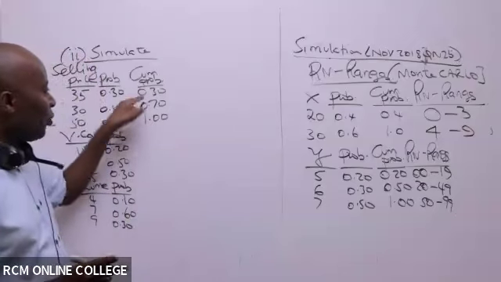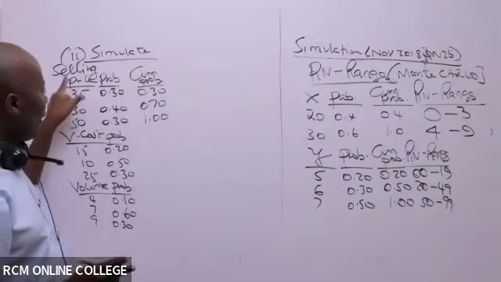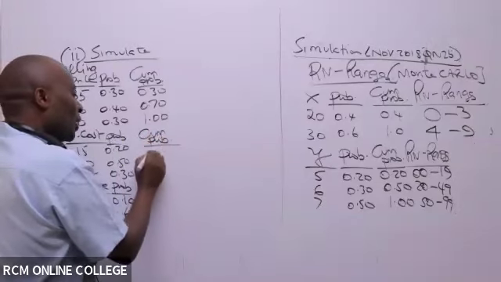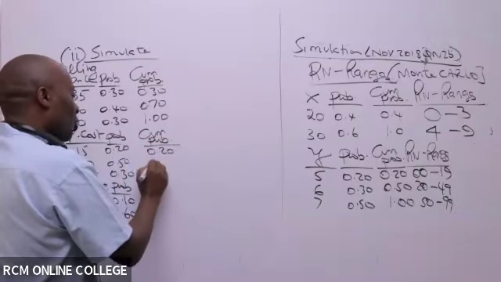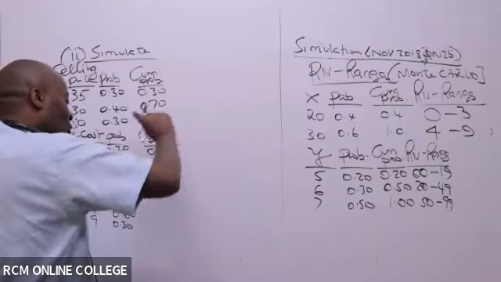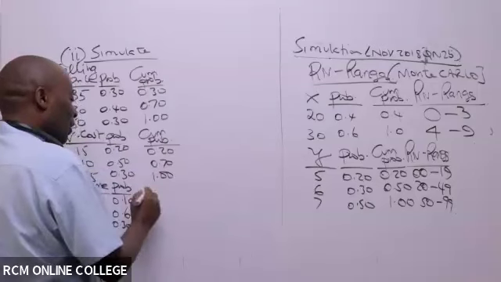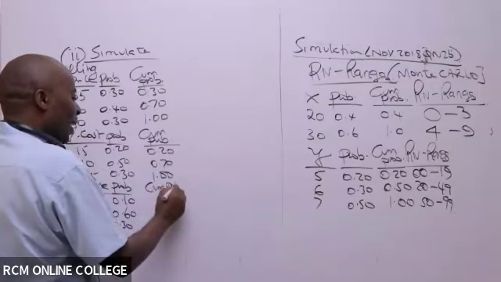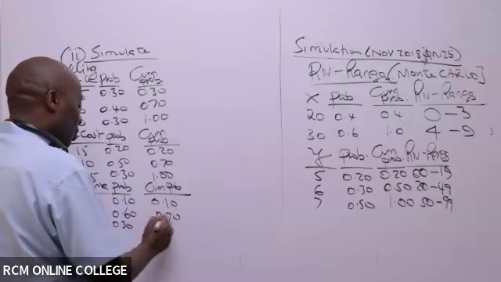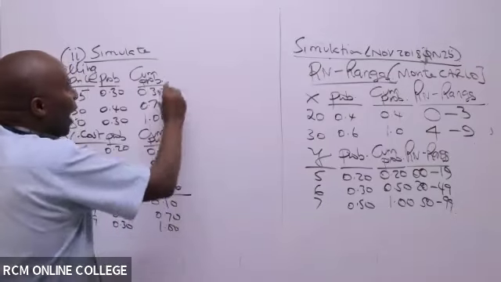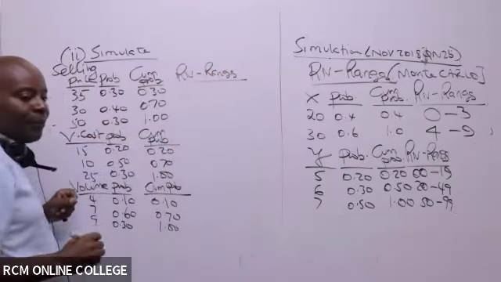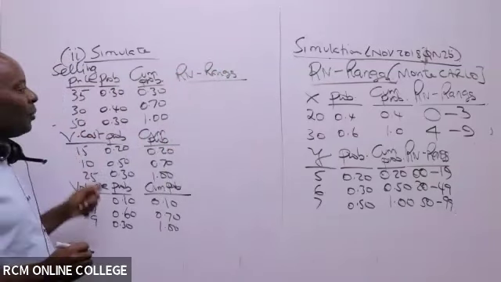Once I finish accumulating the probabilities of the first variable, for the second variable I must start from scratch. So this will be 0.20, this will be 0.70, and then 1.00. Then for the third we have 0.10, which gives me 0.70, and then 1.00. From here, I will now be able to pull the random number ranges.